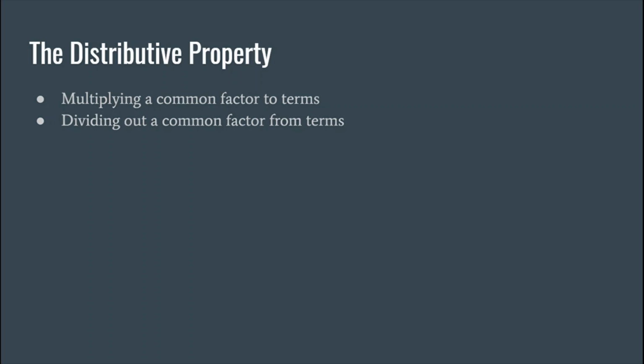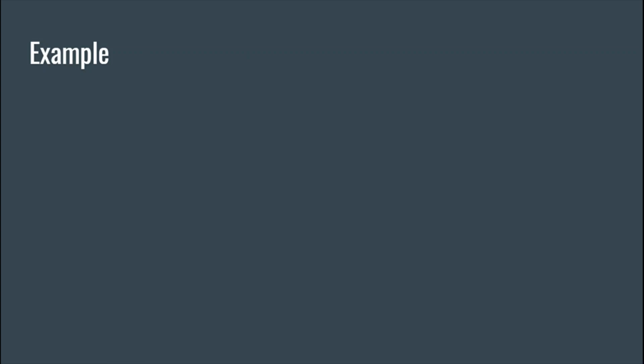Sometimes you'll see textbooks or online programs tell you to use the distributive property by taking out the common factor. So commonly that's known as factoring, but I included it here because you might see it in some textbooks. Okay, so let's go ahead and get started here. Take a look at some examples.